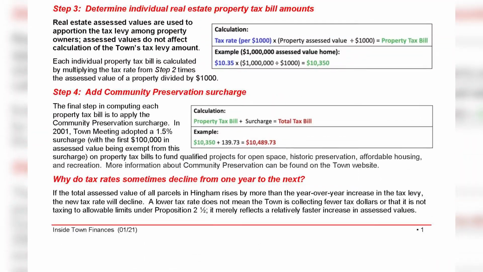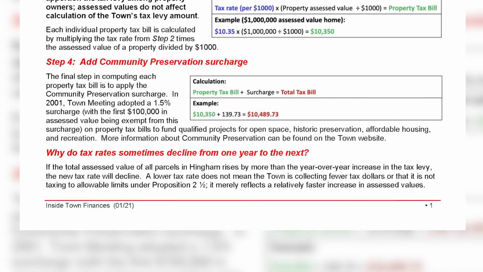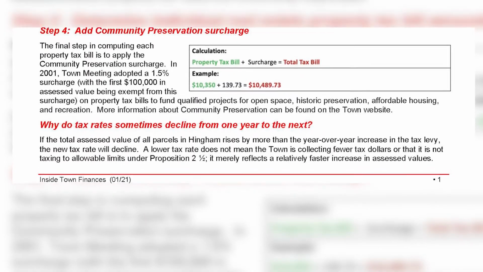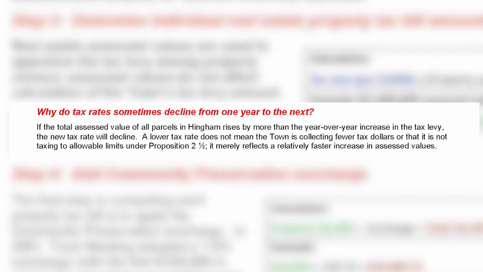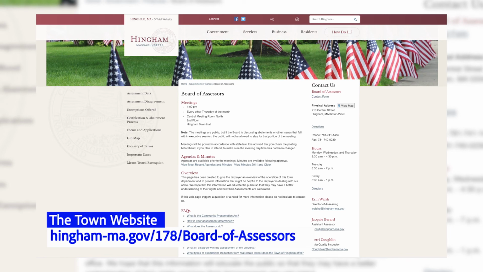Said another way, if the total assessed value of all parcels in Hingham rises by more than the year-over-year increase in the tax levy, usually about 2.5%, then a new tax rate will actually decline from one year to the next. For more information about tax bills and the assessment process, please visit the Board of Assessors page on the Hingham website. This concludes Module 4.